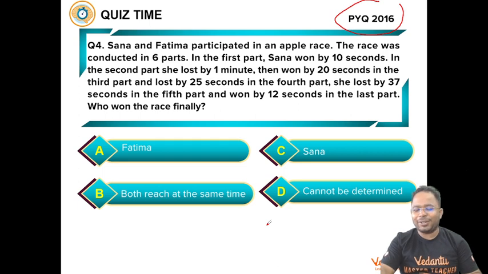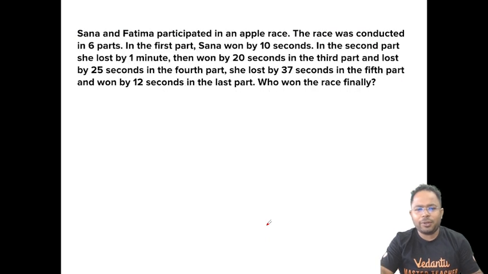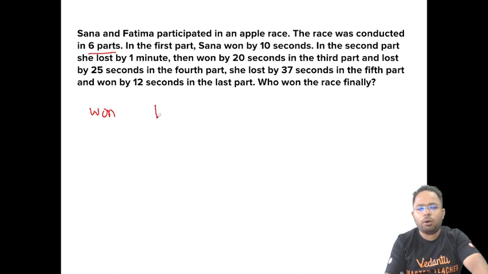Alright. So let's look into the answer. Yes, Fatima won. How? Is it confusing? Let me tell you a very easy way to tell who won. So what we saw is Sana and Fatima both participated in the apple race. Now the race was being conducted in 6 parts. In the first part, Sana won by 10 seconds. So here two things are happening: either won or lost.